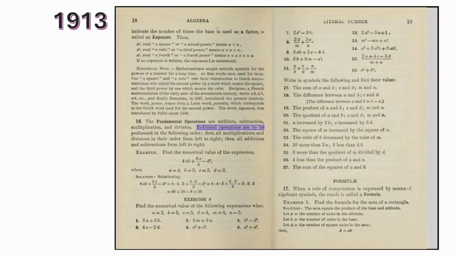1913, same thing. The fundamental operations are addition, subtraction, multiplication, and division. Indicated operations are to be performed in the following order. First, all multiplications and divisions in their order from left to right, then all additions and subtractions from left to right. So it's the way it's always been, but people like to say things because let's face it, guys, nobody likes to admit that they don't remember what they were taught.